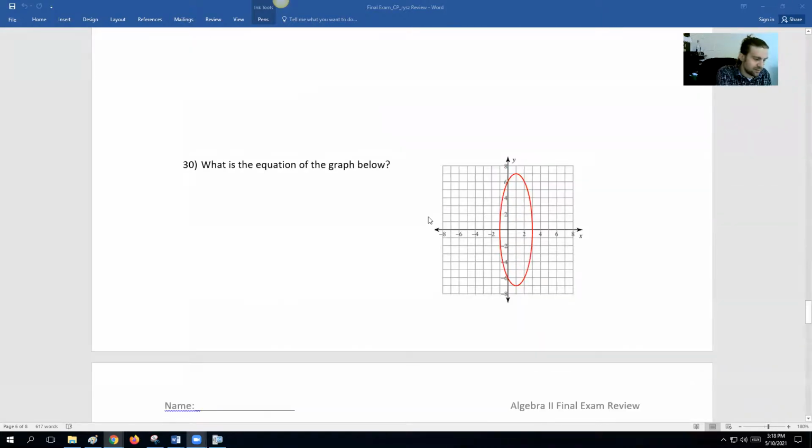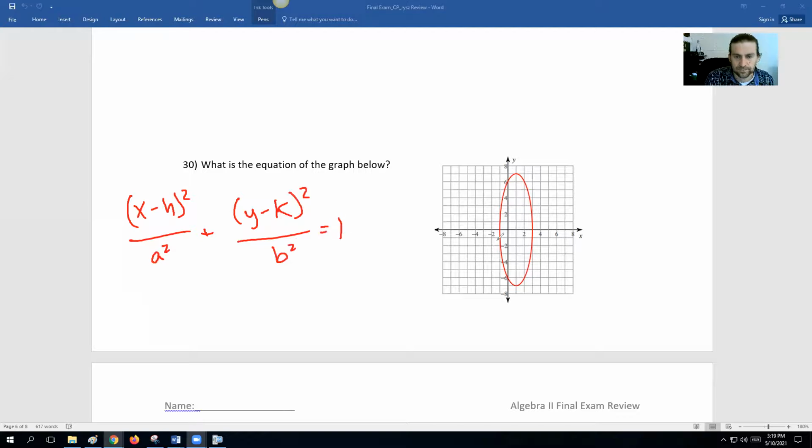All right, next, what's the equation in the graph? This is way easier. So the first thing we want to do here is (x minus h) squared over a squared, and then (y minus k) squared over b squared equals 1. All right, let's first find the center. The center, if we split it right down the middle, would be at over 1, up 0. So it'd be (x minus 1) squared, and then (y minus 0) squared.